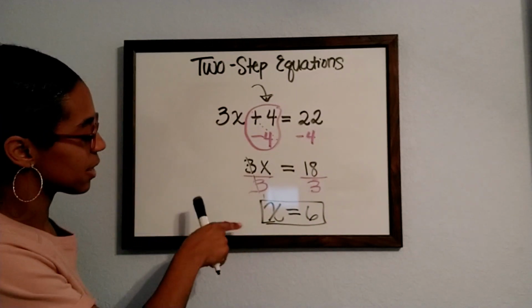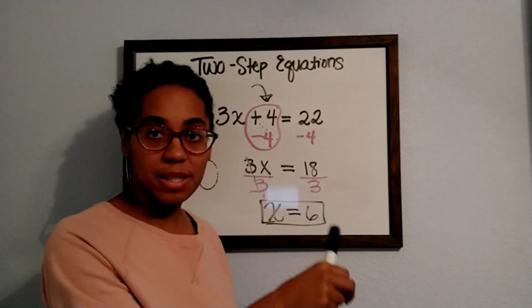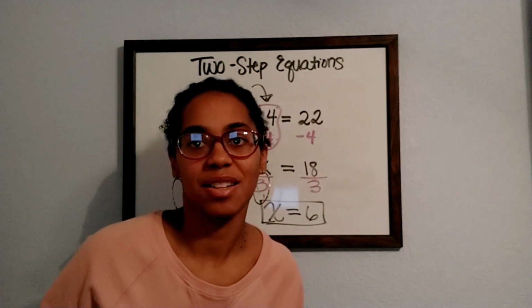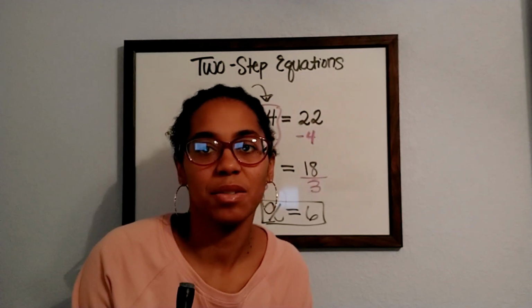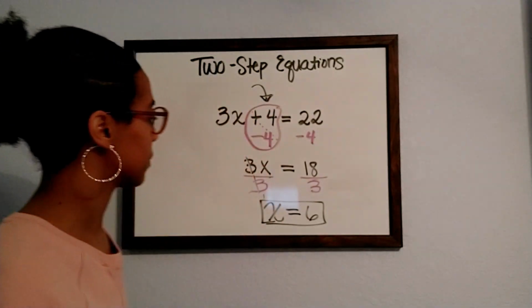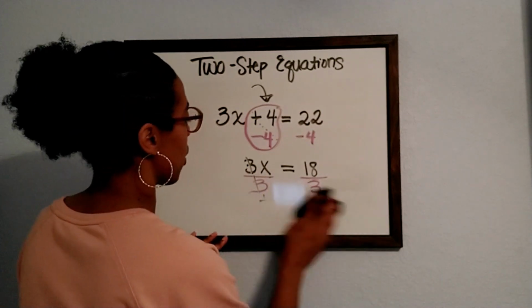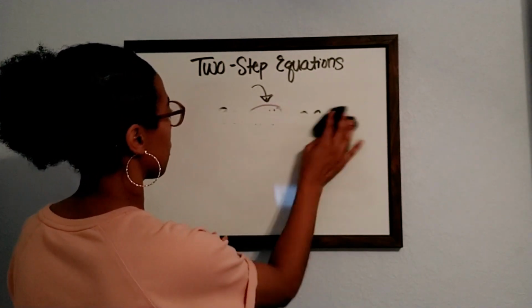We have x all by itself. It's equal to the number 6. That means that we've solved the equation. Anytime you get it all by itself, that means you solved the equation, okay? Let's recap that one more time. Let's go through that one more again.